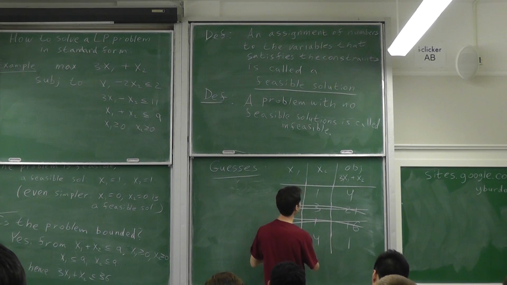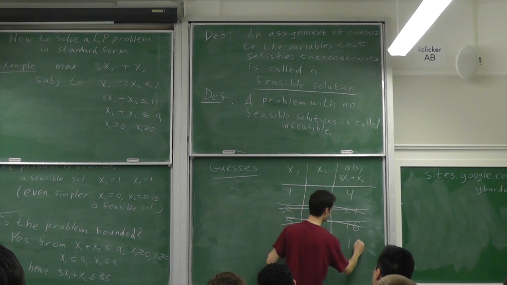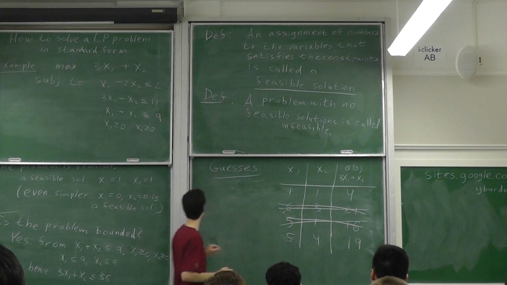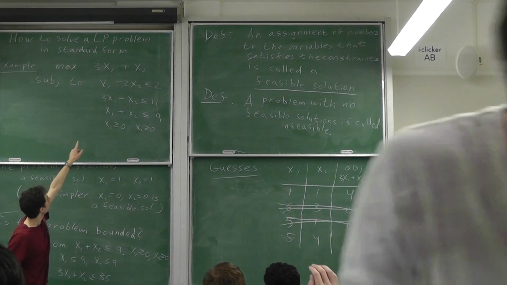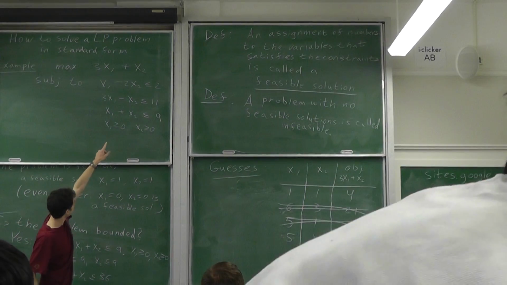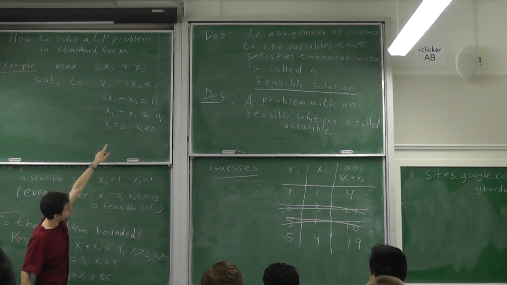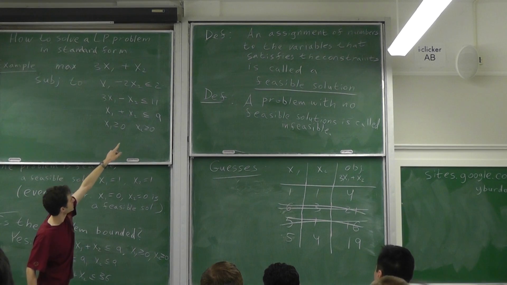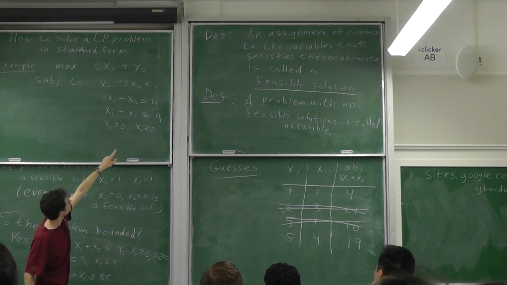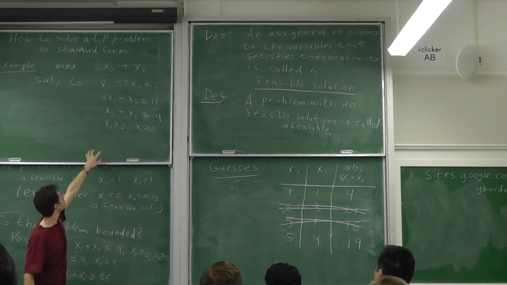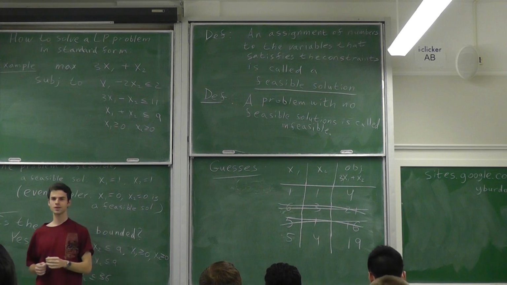So this is 5 times 3, 15 plus 4, 19. Let's see whether it works. 5 minus 2 times 4, yes. 15 minus 4, okay, exactly 11. And 5 plus 4 is 9. Okay, looks like it works.